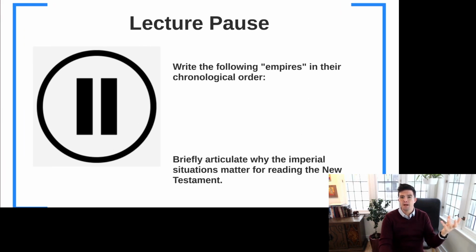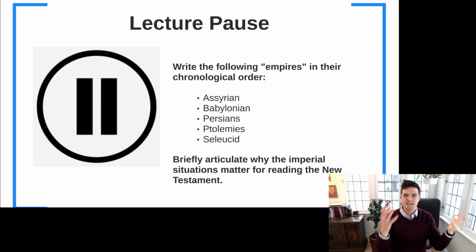And so to finish up here, we're going to do one more lecture pause. So we're going to return to the lecture pause that we did at the beginning of this video. And I'm going to ask you to write the following empires in their chronological order. So this is your second take on doing this activity, and this will hopefully confirm in your mind those neurological pathways of the different empires that stand behind the New Testament context. But then I want you to take it one step further and in 2 sentences or so, briefly articulate why this matters, why these imperial situations are relevant for our understanding of and reading of the New Testament.